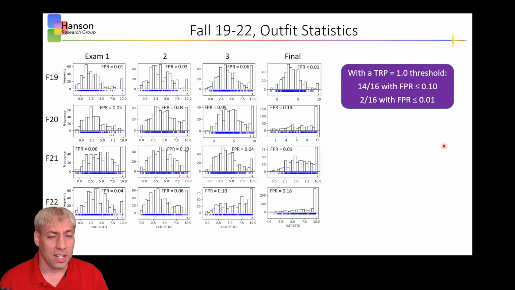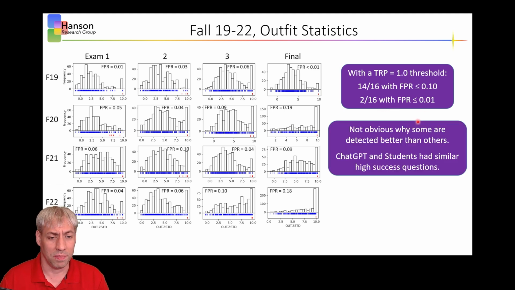Just looking at some of these, if we set a true positive rate of 1.0, that's basically saying 100% detection for ChatGPT. We can see the false positive rate is below 10% on all of them, and a few of them are actually less than 1%, which is a remarkable detection.